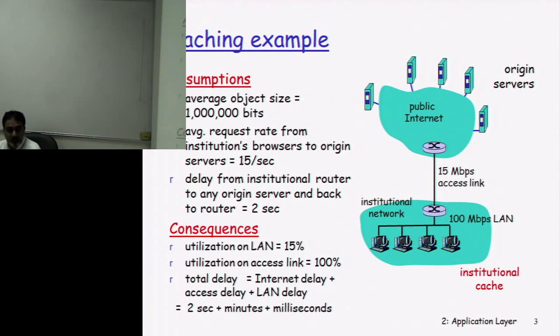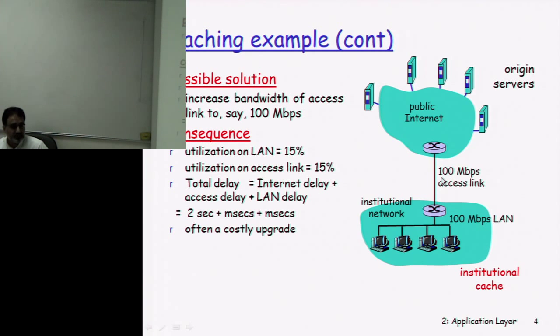Why don't we have another solution in which we can better utilize this access link, and serve the request locally instead of sending the request to the origin servers over the internet? We have to introduce something here. For example, one of the solutions is caching. The other solution is that you can also increase the capacity of the access link, or the bandwidth of the access link. Instead of 15 Mbps, you can make it 100 Mbps.